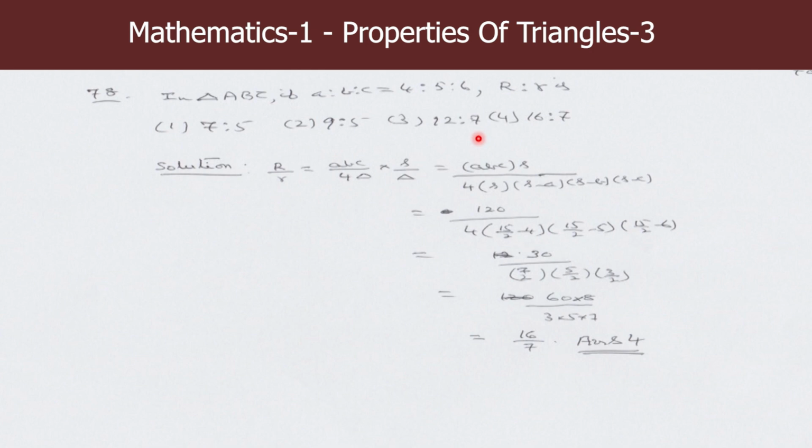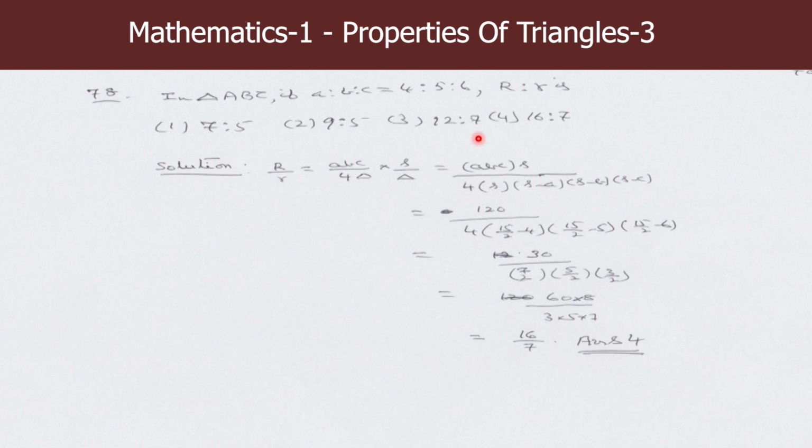Now capital R by small r: you know that capital R is abc by 4 delta, and small r is delta by s. So there it is abc by 4 delta into s by delta. That is abc s by 4 delta square, is it not? You will get delta square as s into (s minus a) into (s minus b) into (s minus c).